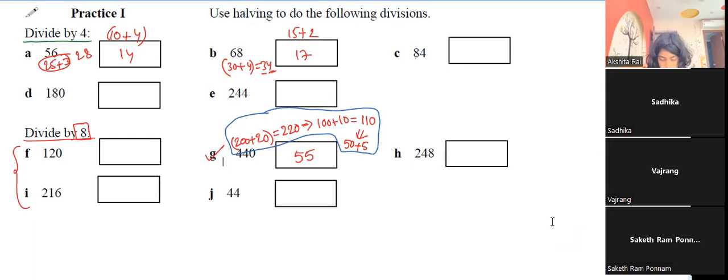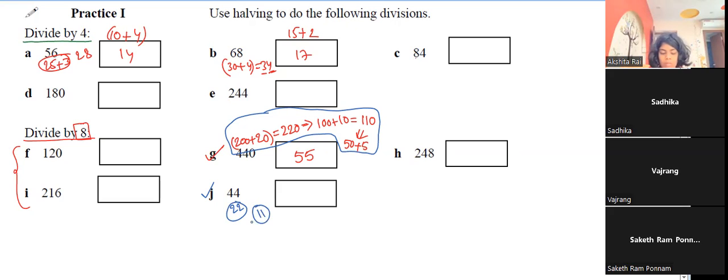Vajrang, your question is J. 40's half is 20. If you can say directly, you can say. 44 half is 40's half is 20 and 4's half is 2. Together, 20 plus 2, 22. One time half is over. Next. 22 half is 11.